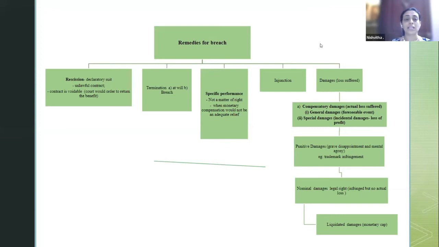Or I'm a classical dancer. I can go and dance somewhere, which is again a source of income for me, which is lost at this point, which I may get. It's not what I'm getting. What I'm getting becomes my general damages. What I may get, the loss that I may get, that becomes my special damages.